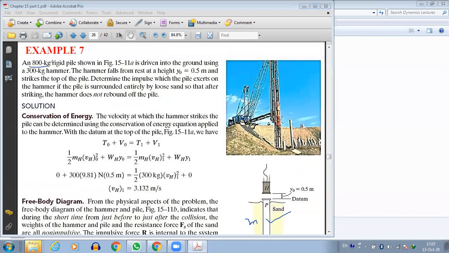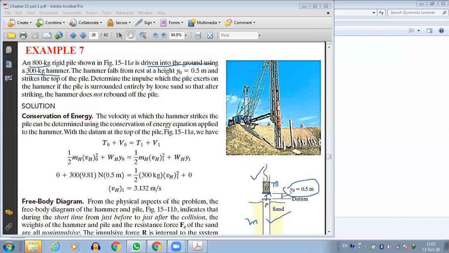As shown in the figure, it is driven into the ground using a 300 kg hammer. So this hammer is 300 kg. So we have the mass of the hammer as well. The hammer falls from rest at a height of 0.5 meters. So every time, when we raise the hammer, how much do we raise it? 0.5 meter. So we raise the hammer up 0.5 meter.